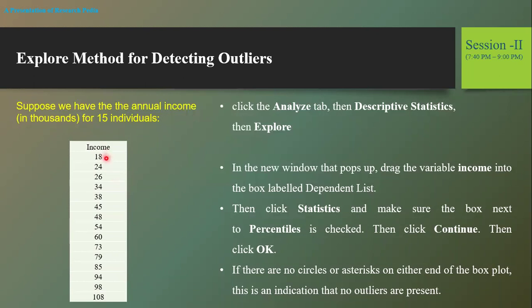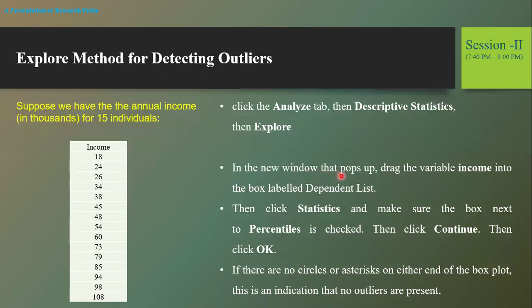For individual one, we have $18,000, we have $24,000 for the second individual, and for the third individual we have $26,000, and so on. So I have used their exact numbers as the data. So how can we analyze this data? You need to go to the Analyze tab, then Descriptive Statistics, then Explore.